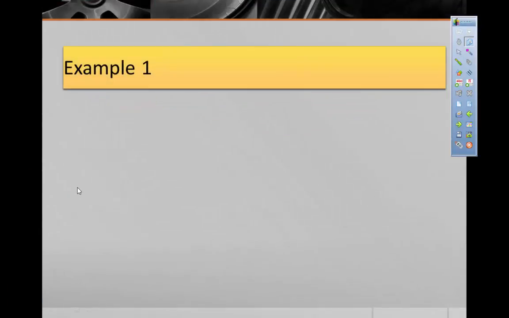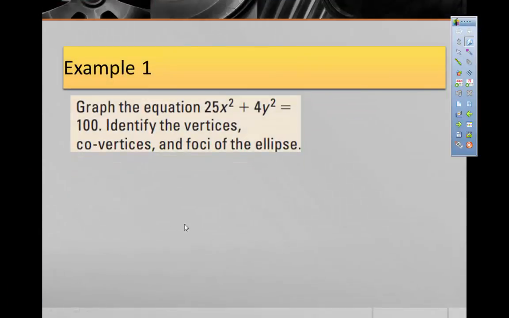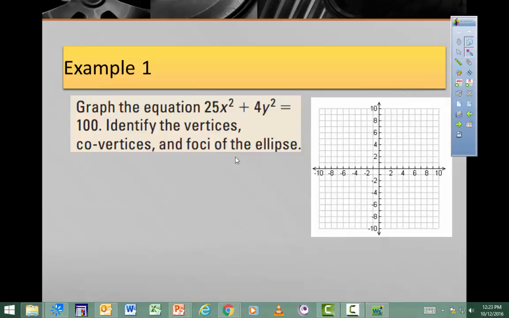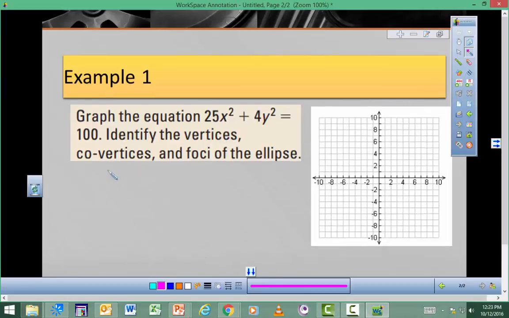Alright, so we're asked to graph the equation, identify the vertices, the co-vertices, and the foci. And so I got some cool graph paper there. And I want to show you how to do this, so I'm going to rewrite this here, 25x squared.